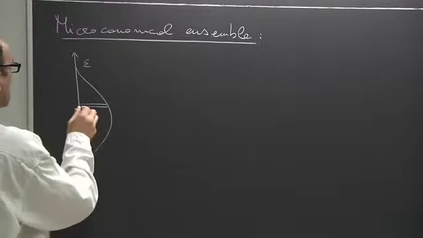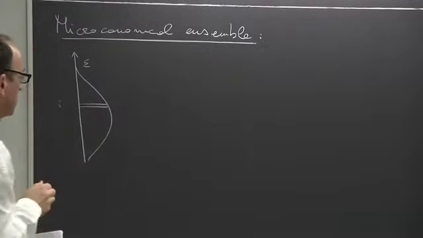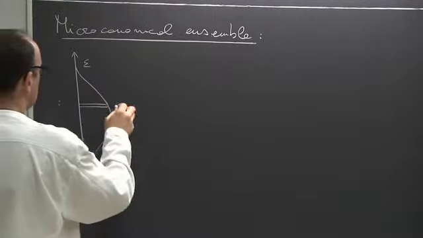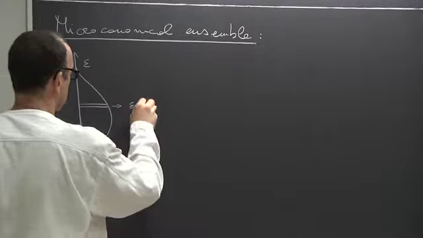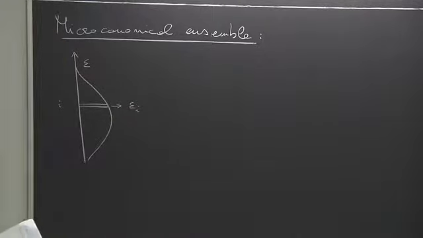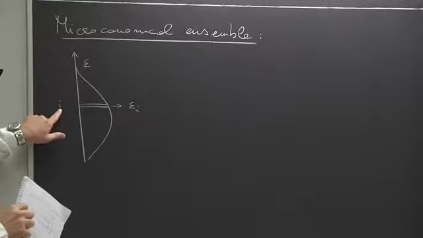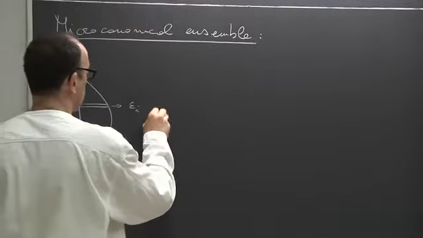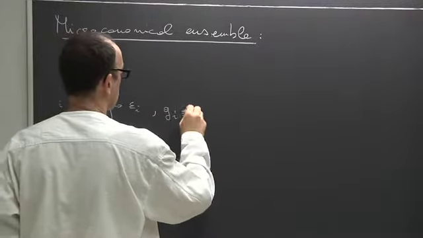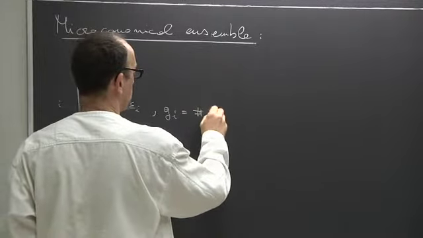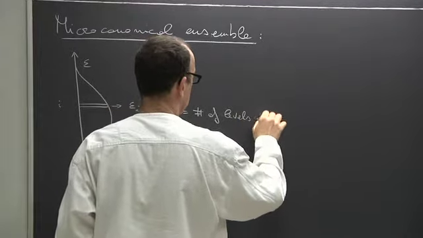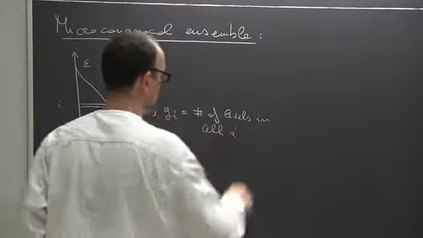So what I will do is to consider cells in a very small interval of energy. So this cell will have an energy epsilon. In the ith cell, there will be an energy epsilon_i, and there will be a number of energy levels, which is G_i. So this G_i is the number of levels in cell i.